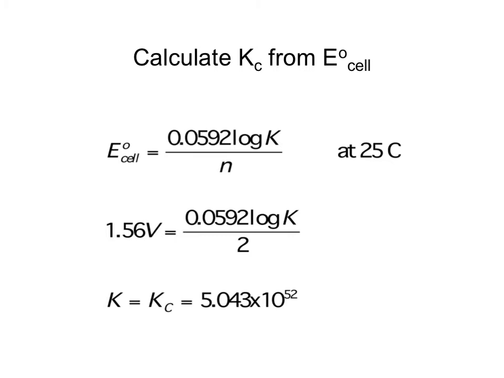And delta G for that reaction, if you recall, was equal to negative 301 kilojoules. So that's a very big number. So all indicators here are that the reaction is spontaneous. Again, you got a positive E cell, a large value of K, and a large negative value of delta G. So the reaction is spontaneous.